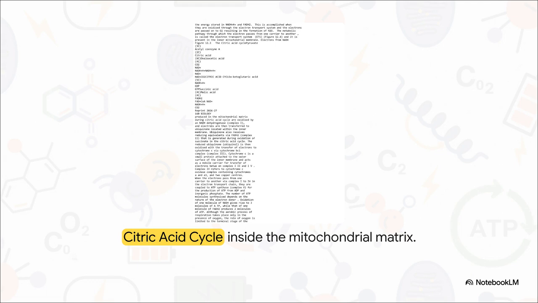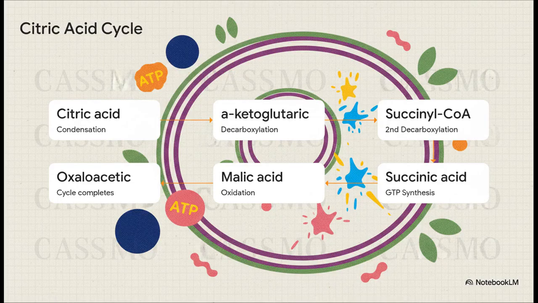We are systematically stripping away carbon atoms as CO2 and harvesting the remaining energy by transferring electrons to NAD+ and FAD+, generating NADH and FADH2. We also grab a little bit of substrate-level phosphorylation here, creating GTP, which equates to ATP. Now, I know memorizing these intermediates can be a real headache, so here's a handy mnemonic device you can use: CASSMO.